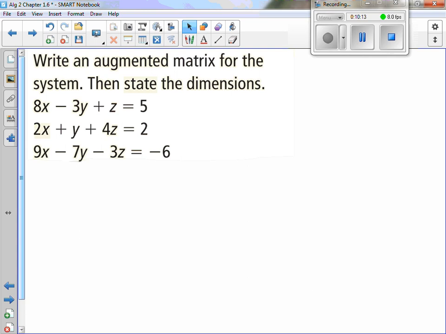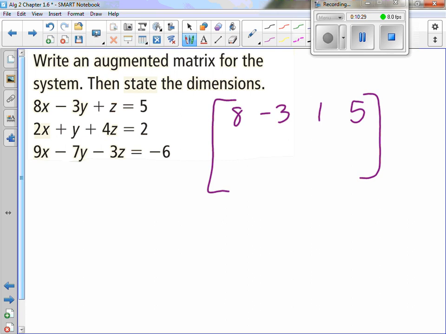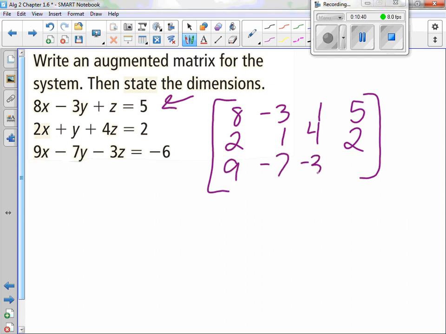Let's look at this one here. X, Y, Z, they all line up, don't they? So I don't have to change anything about it. I can just go on and write it. So what do we have? 8, -3, 1, 5. We're just taking them straight from this row here. And then 2, 2, 1, 4, 2. Then 9, -7, -3, -6. We're just taking the coefficients, the number in front of each of the variables. And then we have another 3 by 4.